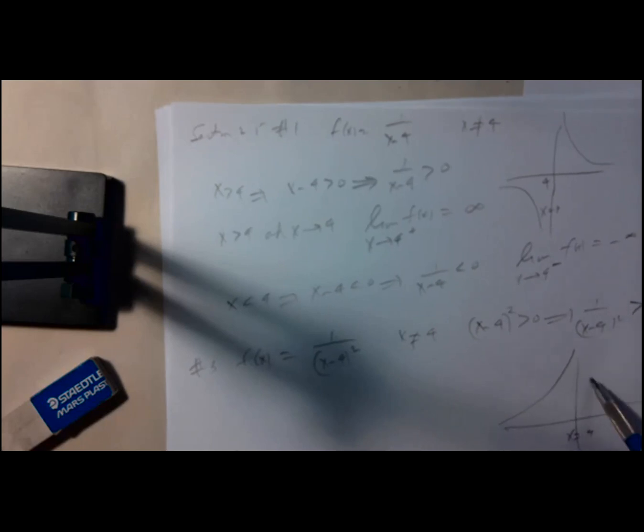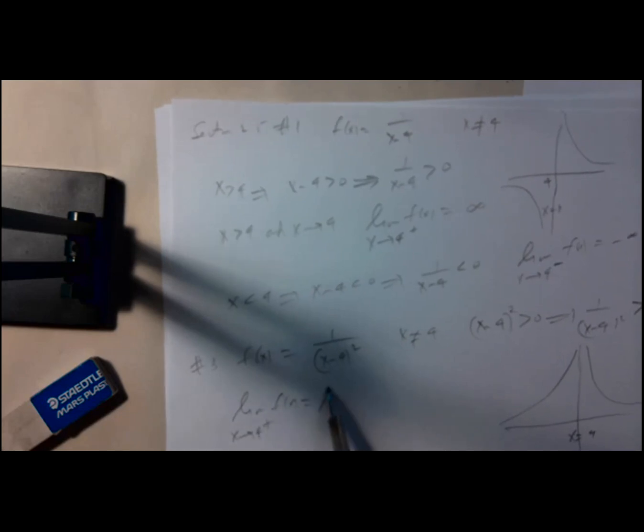So the function is positive, the denominator is going to 0, so you're going to plus infinity. So for this function f of x, as x approaches 4 from the right, or as x approaches 4 from the left, that's plus infinity. And of course, if you have the same limit from the right or the left, you just say the limit of f of x as x goes to 4 exists and equals infinity.